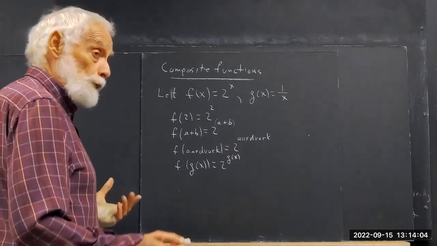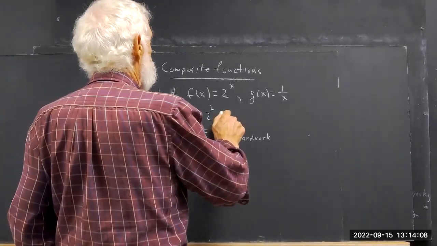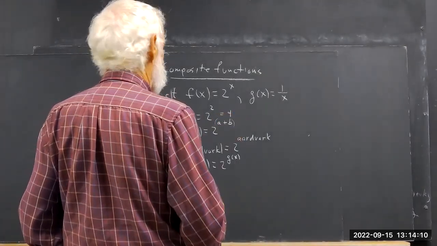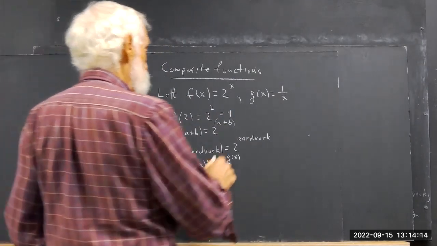Now, we can go ahead and write another step on some of these. 2 squared is 4. 2 to the a plus b. Well, you know the laws of exponents.